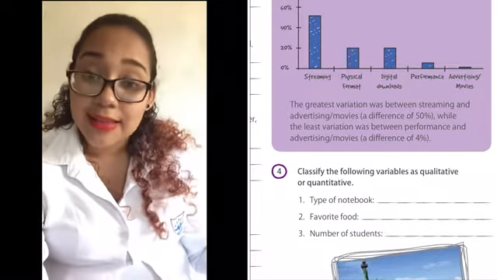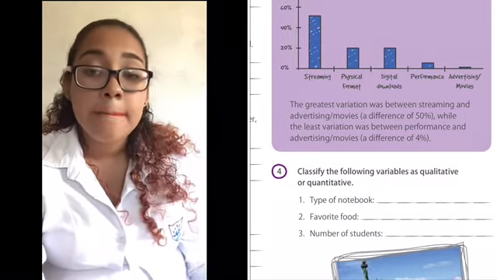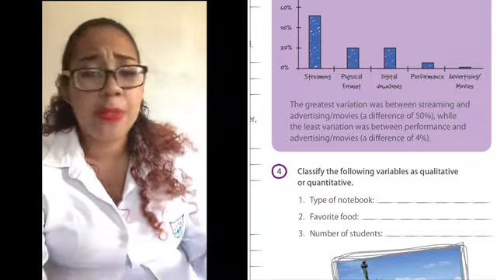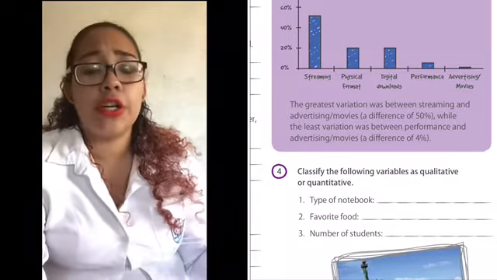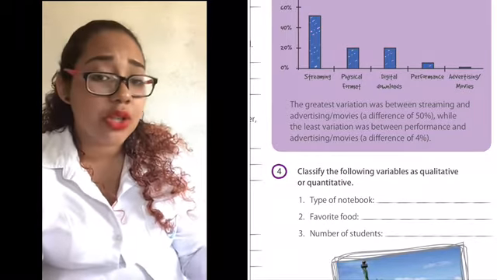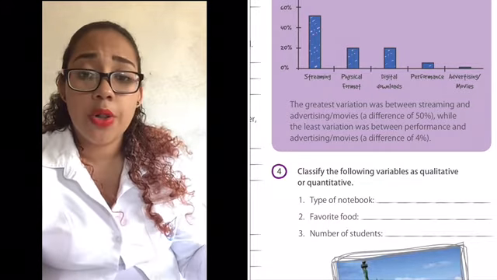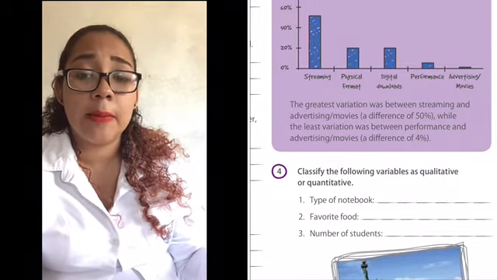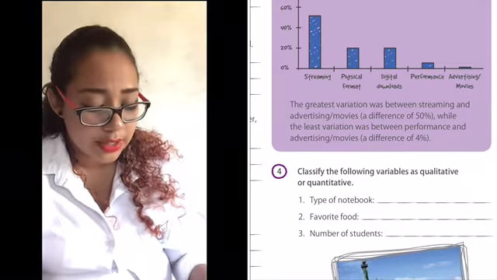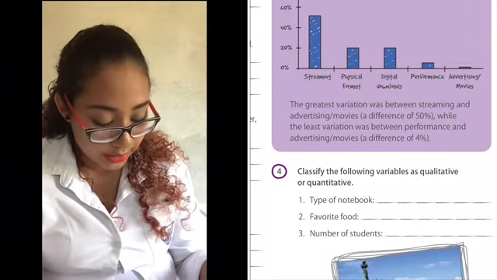Well, I think that it's qualitative. Why? Because you're not talking about numbers. You just want to know the type of notebooks. There are solid notebooks. There are notebooks that have colors. There are notebooks that have images only. There are notebooks that are novels, or notebooks that have small codes. So there are many types of notebooks. Now, number 2, it says favorite food.